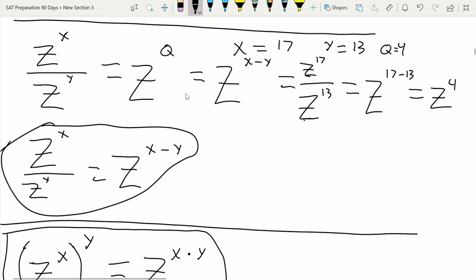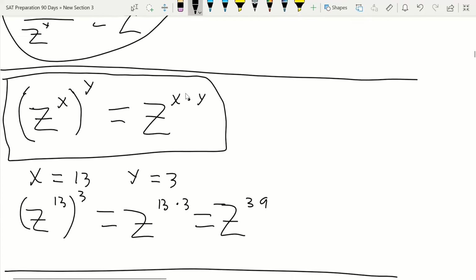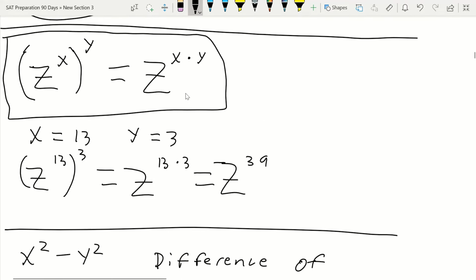Next, we did dividing. If we have the same base and we have z to the x over z to the y, we can go ahead and subtract the exponents. So that would equal z to the x minus y. Next, we had a power to a power. If we have z to the power of x, raised to the power of y, then that will equal z to the power of x times y.